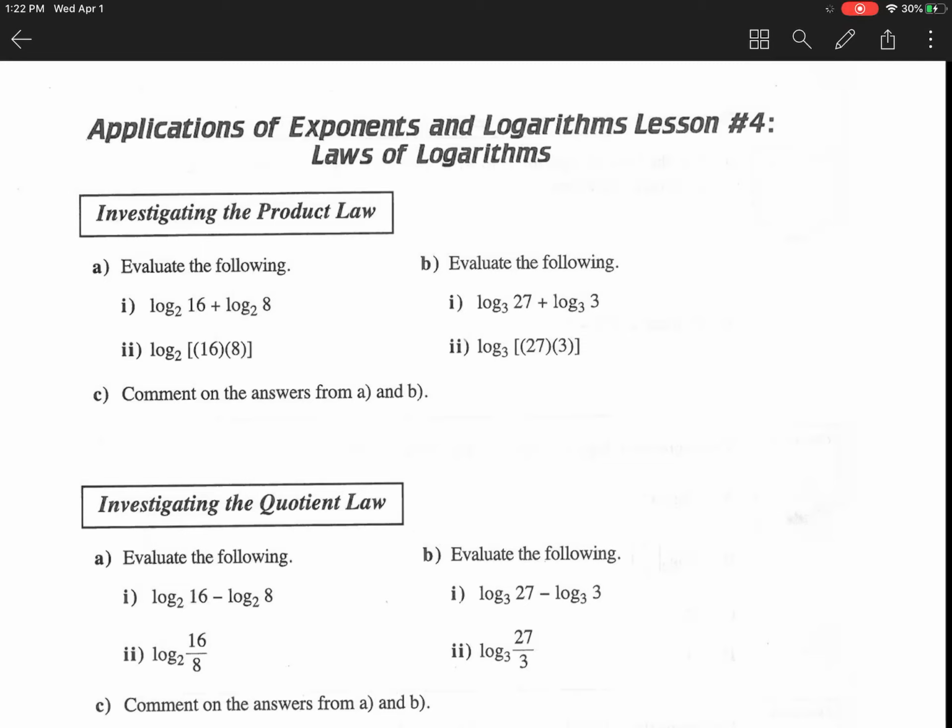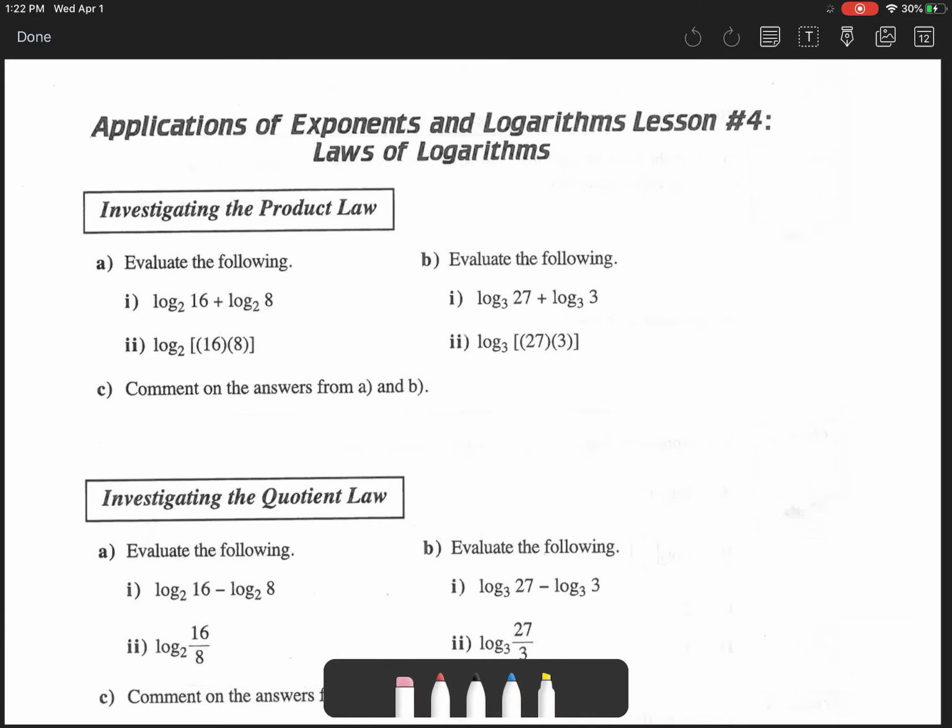Hi 30-2s. Today we're going to be talking about laws of logarithms. So basically how to simplify logarithmic expressions when we are adding or subtracting logs that have the same base. Okay, so taking a look at the first law, which they refer to as the product law.